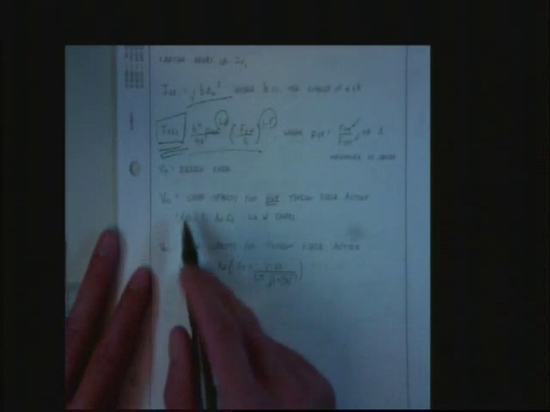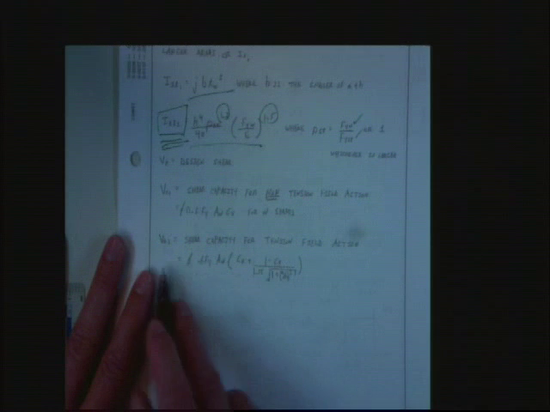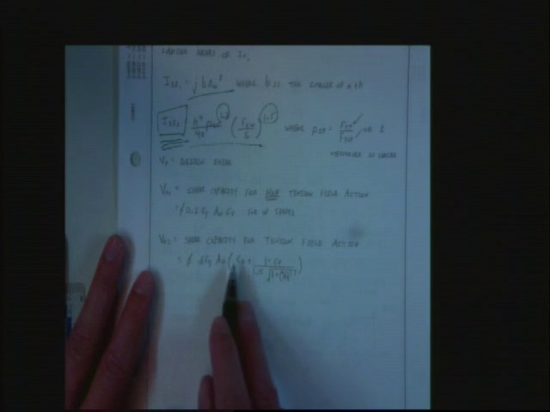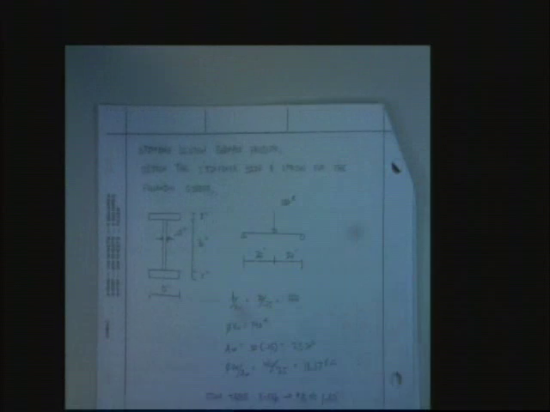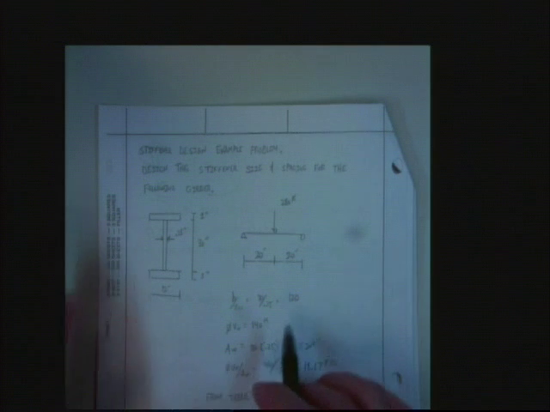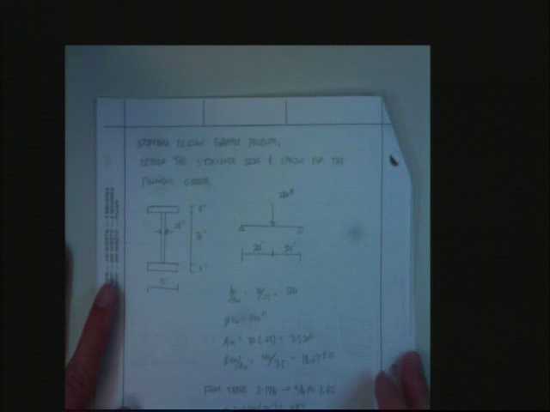Great. This is just V sub C1, the shear capacity for non-tension field action. V sub C2, the shear capacity for tension field action. That's what this is all about. Who cares? No one designs stiffeners anyway, right? Oh, well, let's do one. Let's do a stiffener design example problem. Awesome.